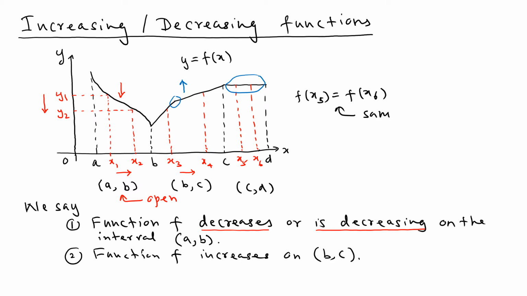It's the same or equal. So that means the function does not change. So we call the function constant. We will keep the exact same value. So number 3: the function f is constant on the interval CD now. Okay, so that's the basic idea about that, and it's very simple.